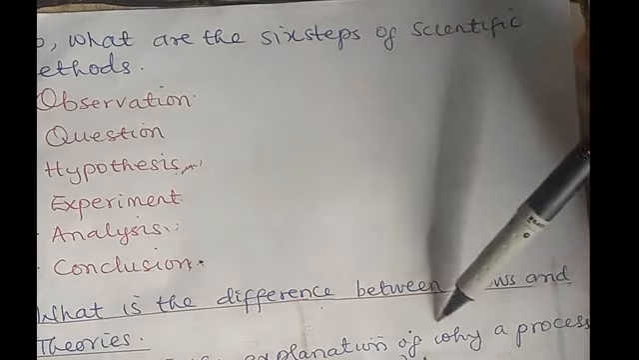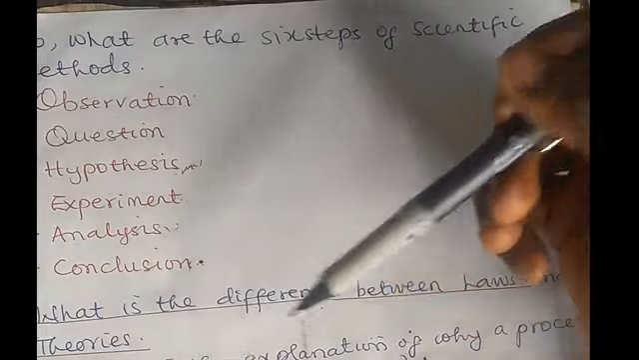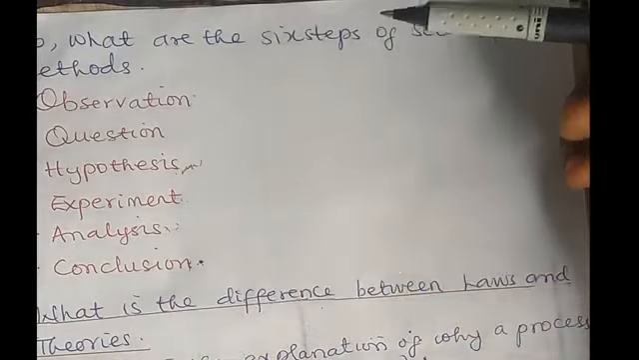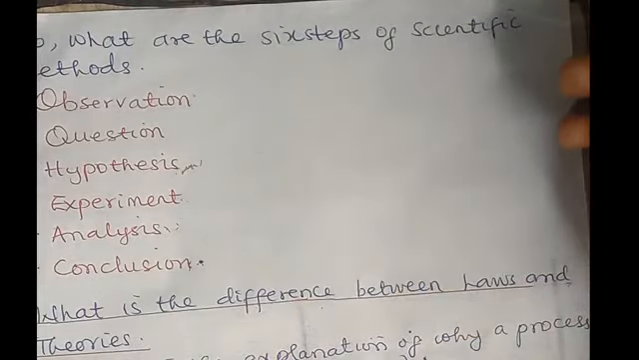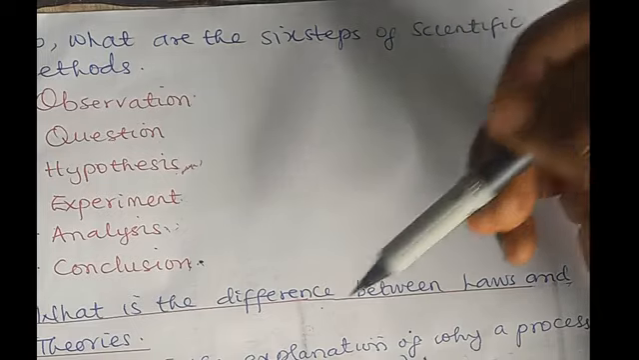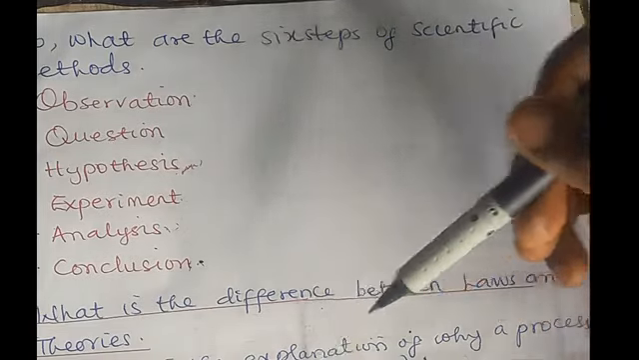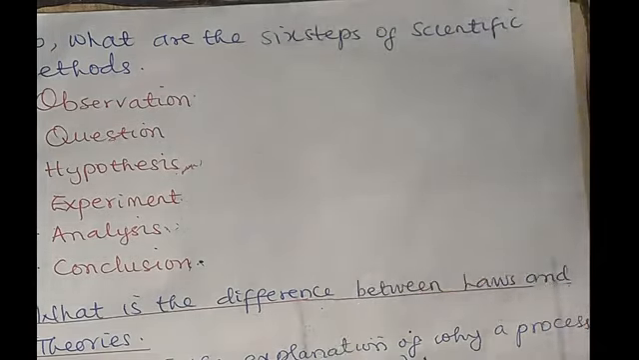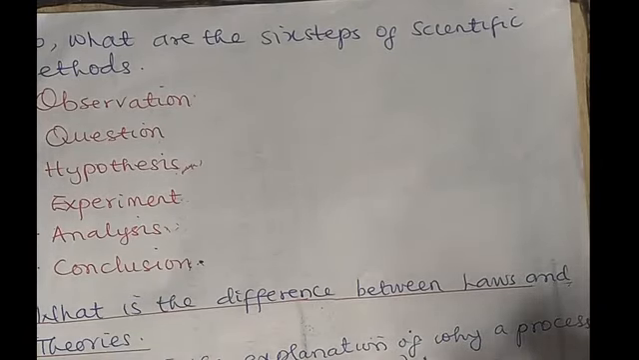So from this, we could see that there's a difference between law and theory. A theory is the explanation of why a process occurs. A very good example of a theory is Dalton's atomic theory. Dalton's atomic theory was later modified based on the new discoveries. So it is not the final. Theory is not the final. It can be worked on to get the scientific law or principle.